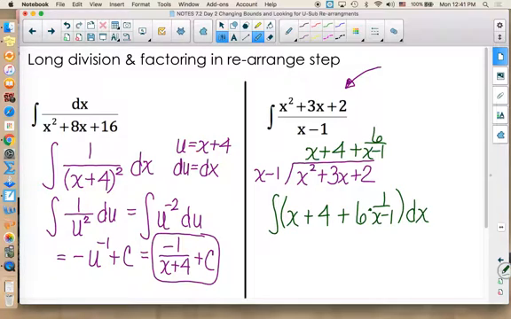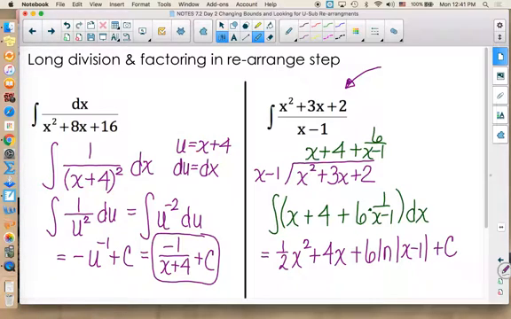I don't think I'll even need to use substitution here now that I've rewritten this into 3 separate terms. I can integrate each one. So the integral of x then will be 1/2 x squared, integral of 4, plus 6 times the integral of 1 over x minus 1 will be 6 times the natural log of x minus 1 plus a constant.